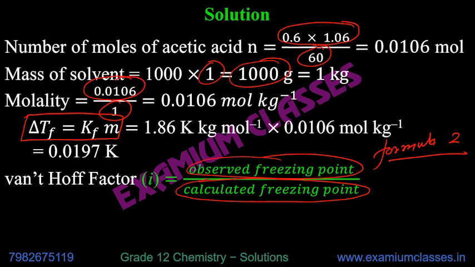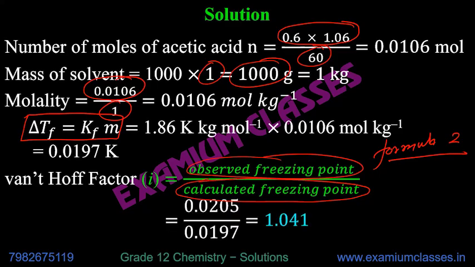Now in the calculation we have done so far, did we use i here? No. So tell me whether it is observed or calculated depression in freezing point. Calculated, because observed will be when you have association or dissociation after that. This is a calculation without considering Van't Hoff factor, without considering association or dissociation.